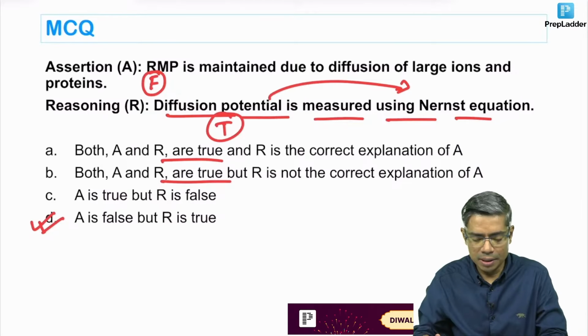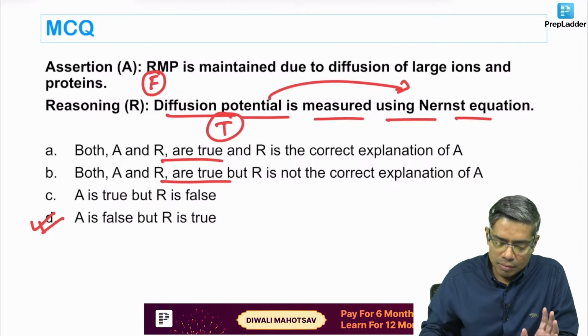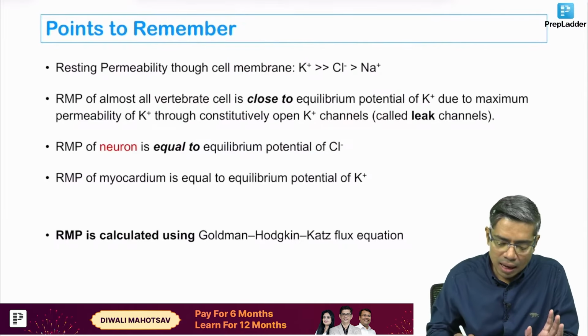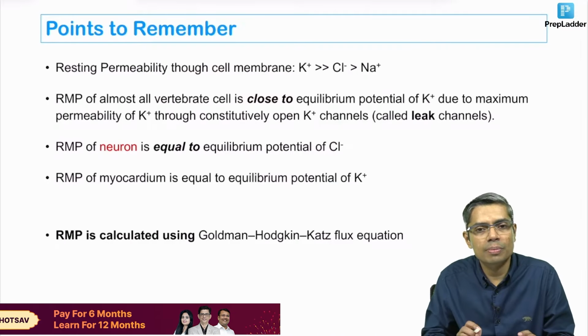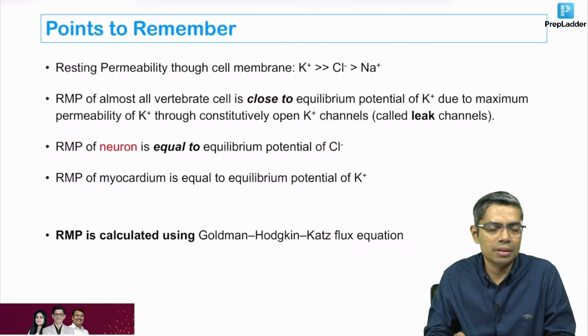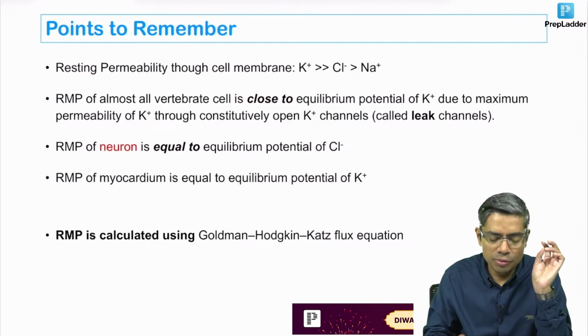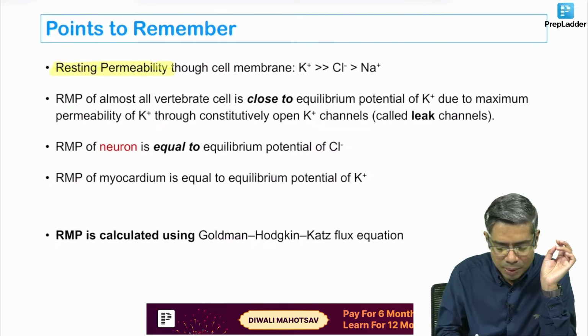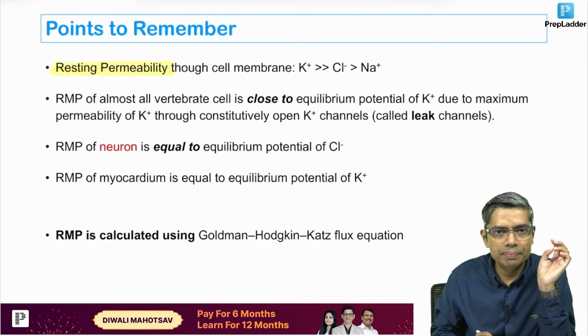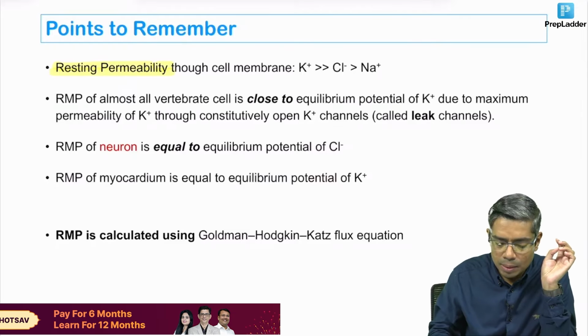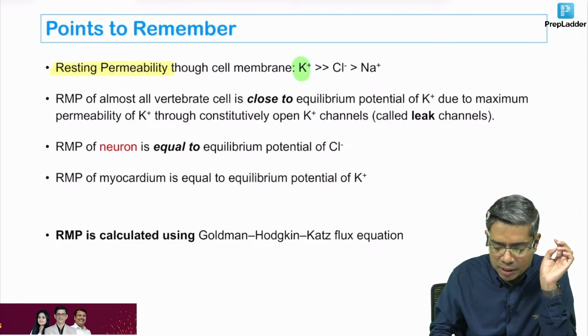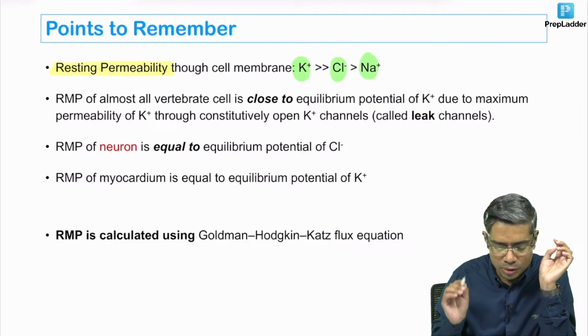Please try to understand a few important things. I have shown this point in multiple sessions, because this is information that should be at your fingertips. The resting cell membrane is permeable to a few ions. The most permeable ion in the resting cell membrane is potassium, followed by chloride, followed by sodium.